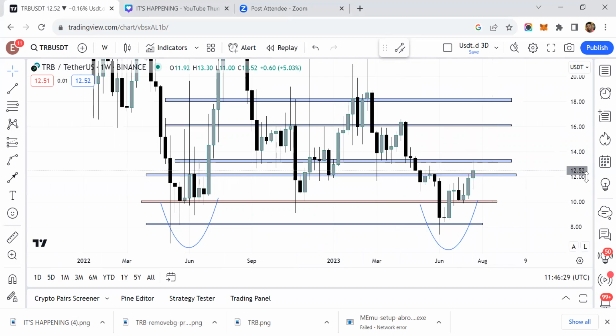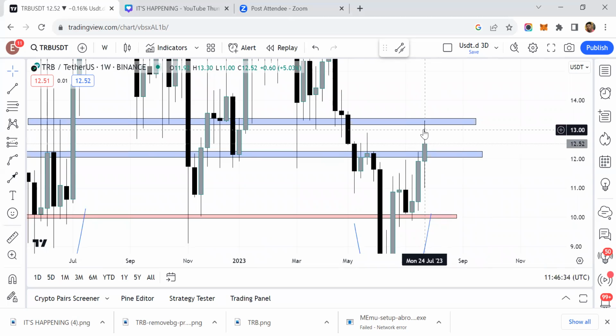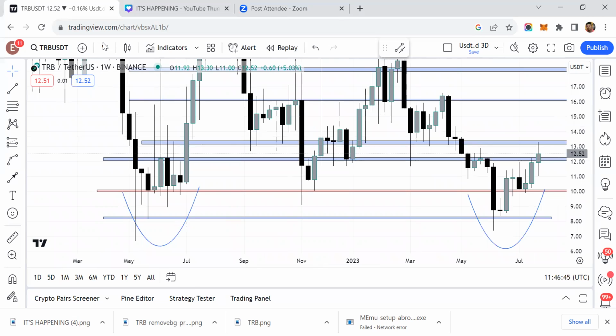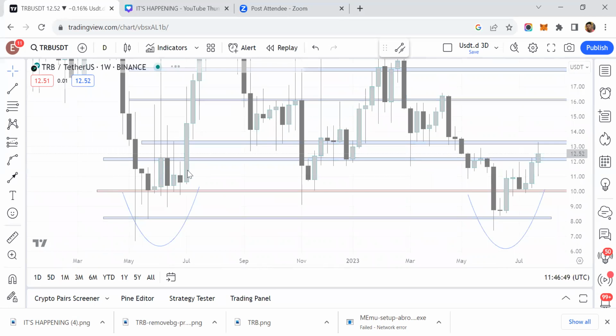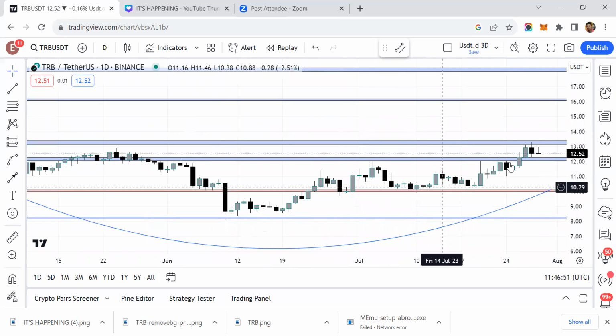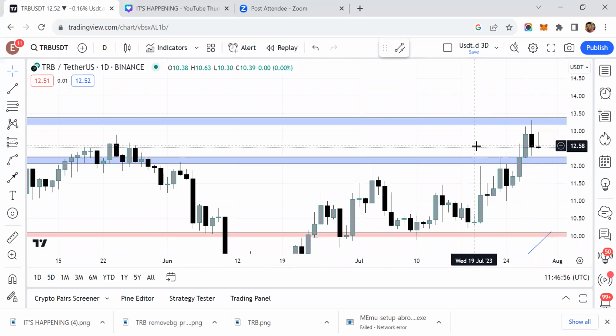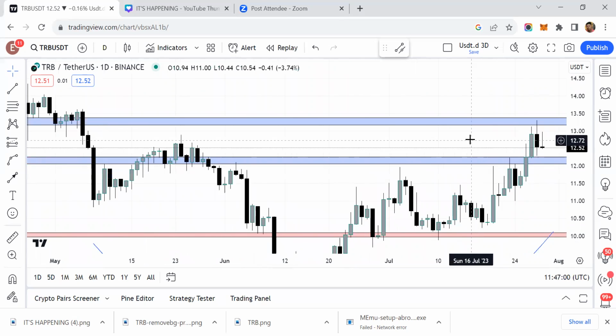Now, price is just ranging between these, so we want to be catching moves just around here. The next thing we want to do, we've analyzed our key levels on the weekly because they are very strong. We'll now move down to the daily time frame, and this is going to show us where we should be trading from and the next move we should be expecting.